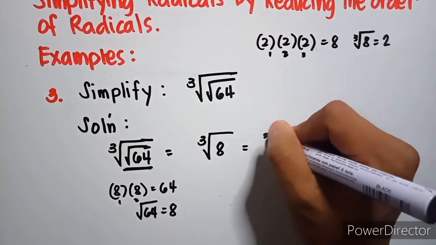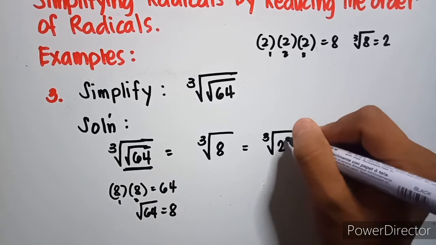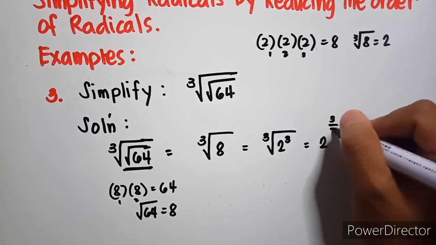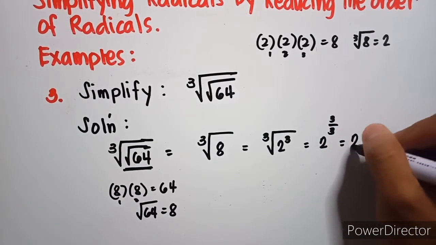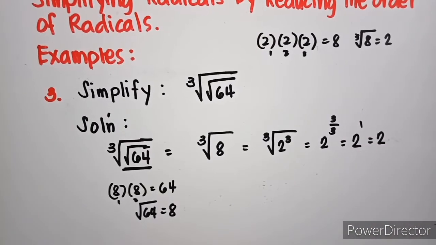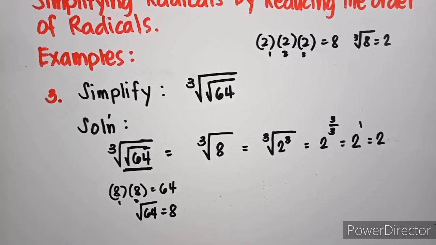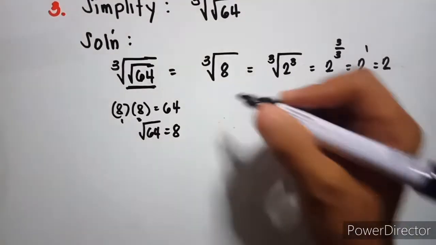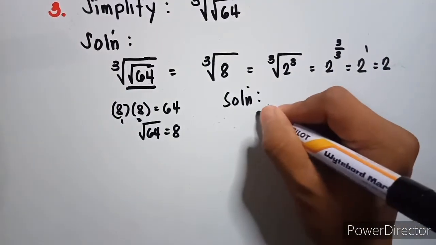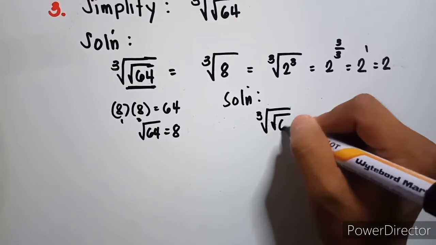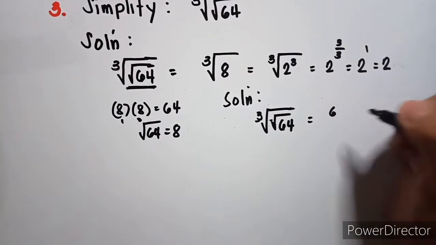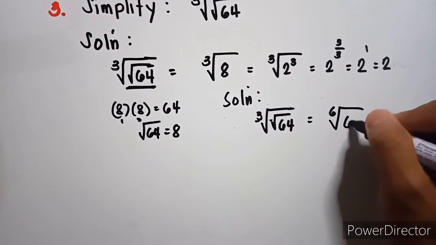Or, pwede natin siyang i-rewrite ng 2 cube. So, this is equal to 2 raised to 3 over 3. So, 3 over 3 is 1. So, 2 raised to 1, which is equal to 2. Or, meron tayong other solution. So, applying the laws of radical, yung cube root of square root of 64, that is equal to 3 times 2, that is 6. That will become 6th root of 64.